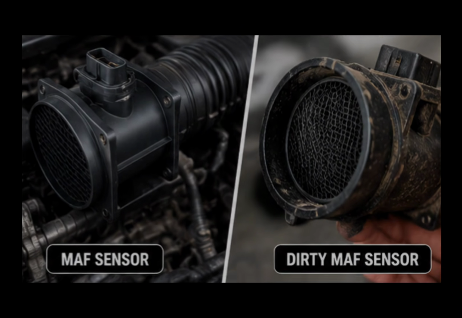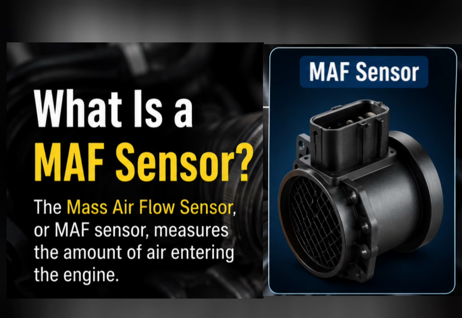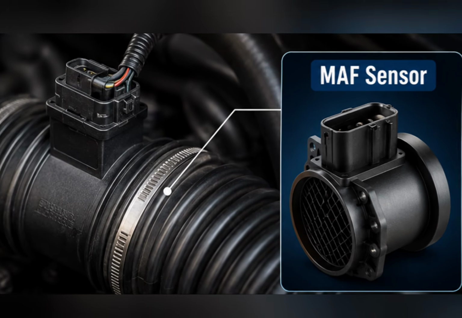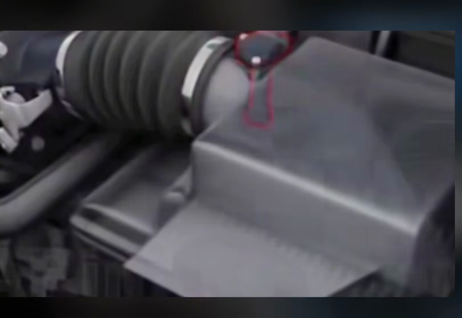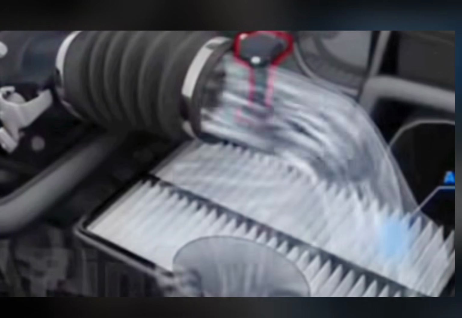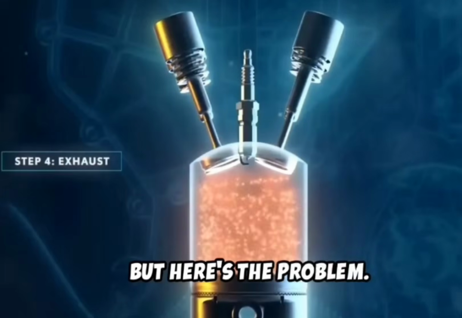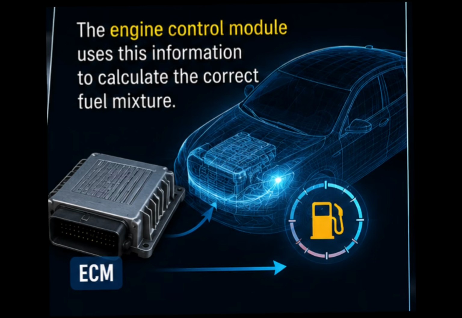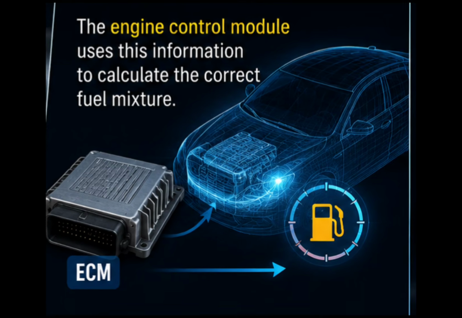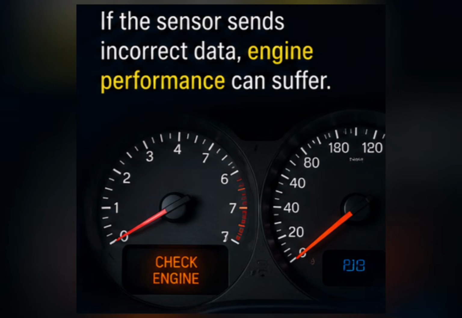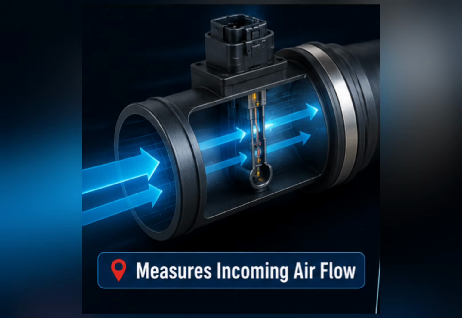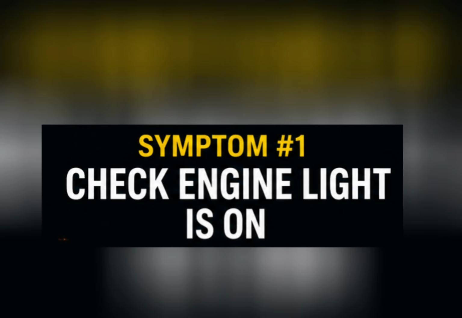Bad MAF sensor. What is MAF? Sensor close-up animation of MAF sensor installed in the intake tube. The mass airflow sensor, or MAF sensor, measures the amount of air entering the engine. The engine control module uses this information to calculate the correct fuel mixture. If the sensor sends incorrect data, engine performance can suffer. Measures incoming airflow.